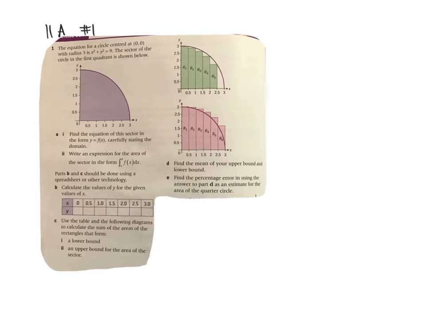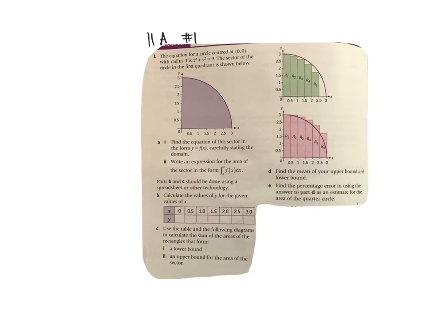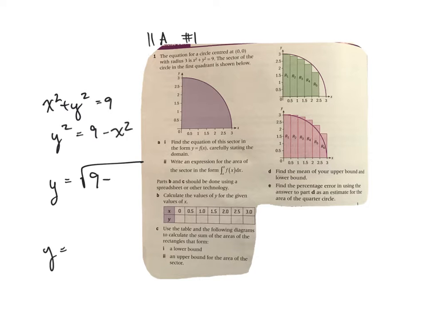Okay, so number one, we've got the circle, we've got a formula for it, and our first job is to find the equation of this sector in the form y equals f of x. So we just basically need to take x squared plus y squared equals 9 and solve for y. So y squared is 9 minus x squared, and then y is going to be the square root of 9 minus x squared. And happily for us, it is the positive version and not the negative version. And that's going to be our function.